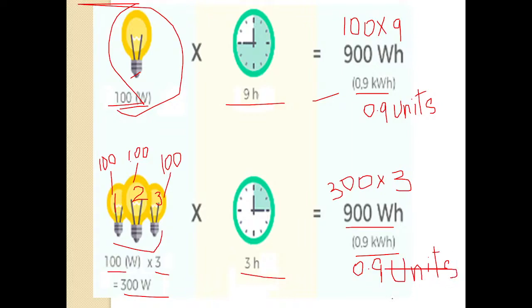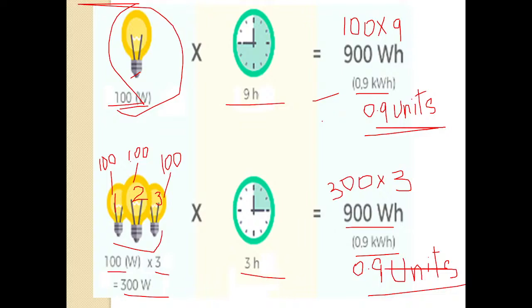Okay, I can write again and again. Whatever, 0.9 units, same. You can see the same amount of electrical energy is consumed, depending on the number of hours those electrical goods have been operated.